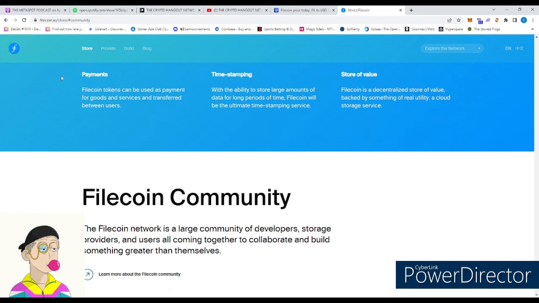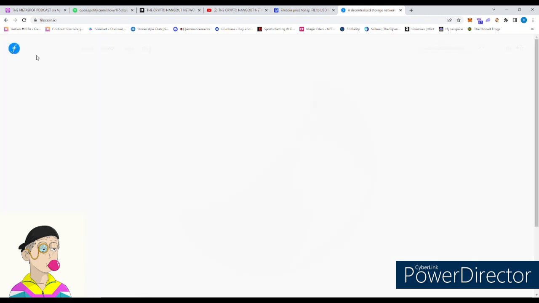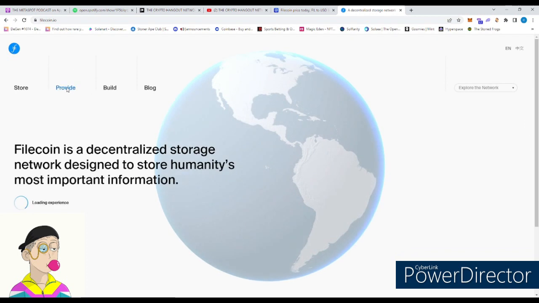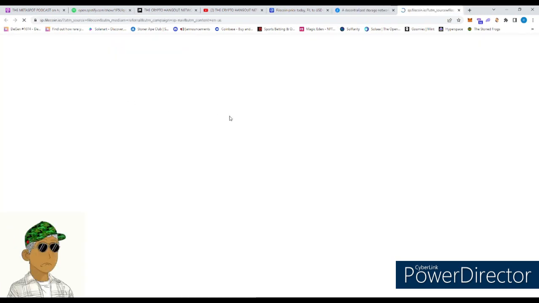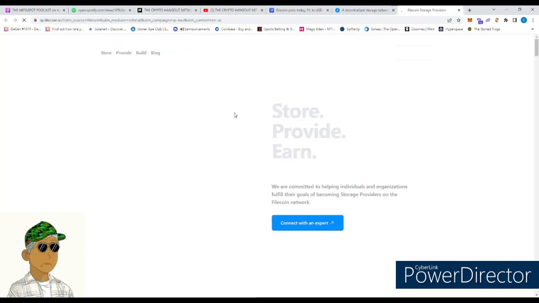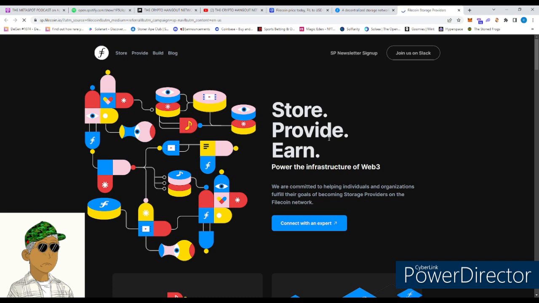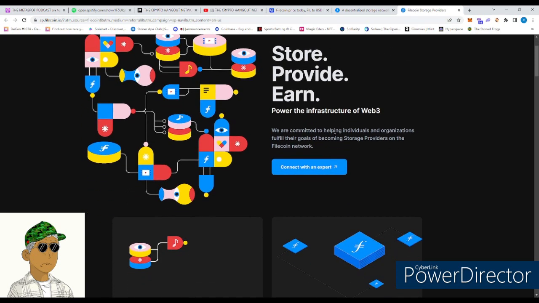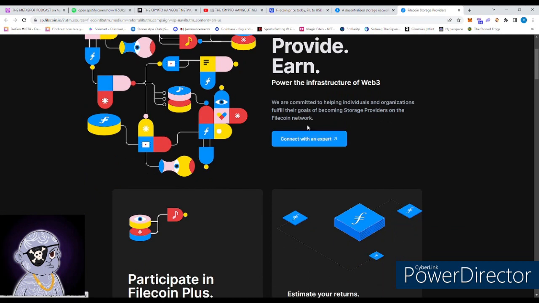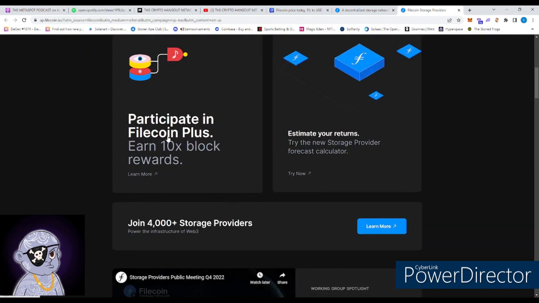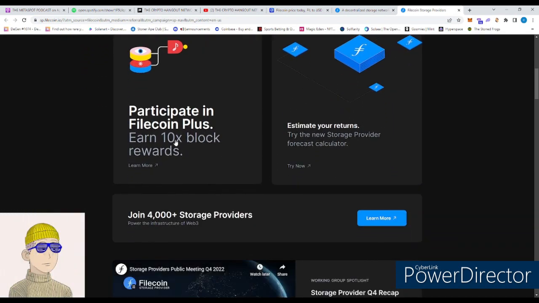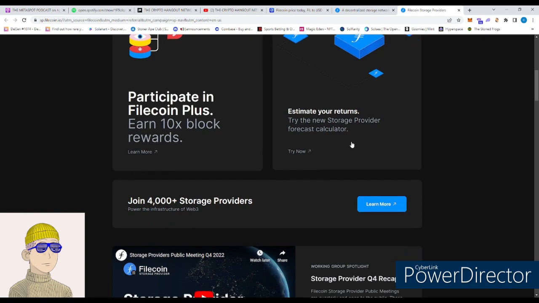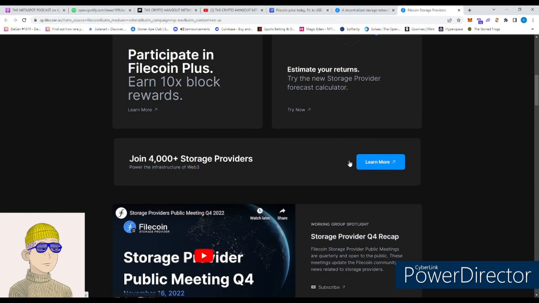So, we'll go back to the original site, the Filecoin site, and we'll go to the provide section. Like it says, store, provide, earn. Power the infrastructure of Web3. We are committed to helping individuals and organizations fulfill their goals of becoming storage providers on the Filecoin network. Participate in Filecoin Plus, earn 10 times block rewards. Estimate your returns, join 4,000 plus storage providers.